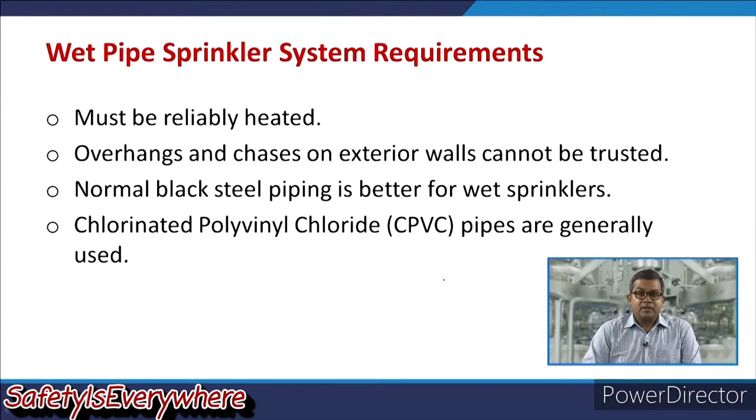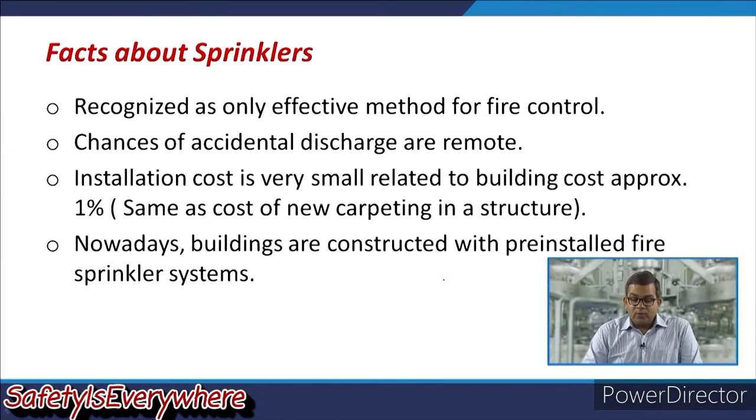Normal black steel piping is better for wet sprinklers, but sometimes chlorinated polyvinyl chloride (CPVC) pipes are generally used. But sometimes, if the heat content is on the higher side, then this particular thing is disadvantageous. There are certain facts about the sprinkler. They are recognized as the only effective method of fire control.